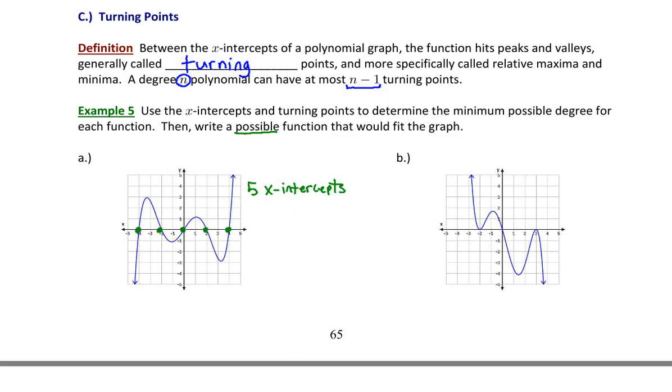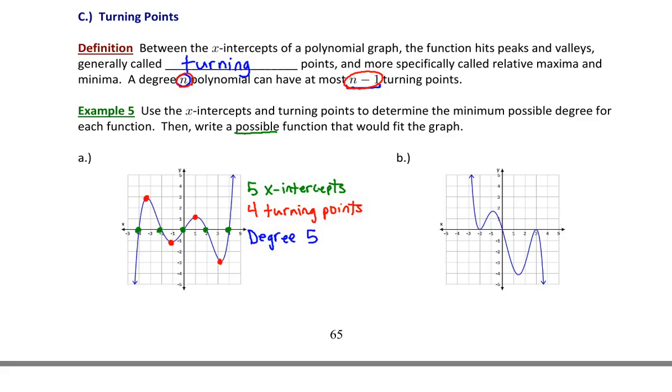And for the turning points, remember that's the peaks and valleys. We have a relative maximum here, a relative minimum here, a relative maximum here, and a relative minimum here. We have 4 turning points. Now remember, a degree n polynomial can have at most n minus 1 turning points. So we can determine that this polynomial must be degree 5.